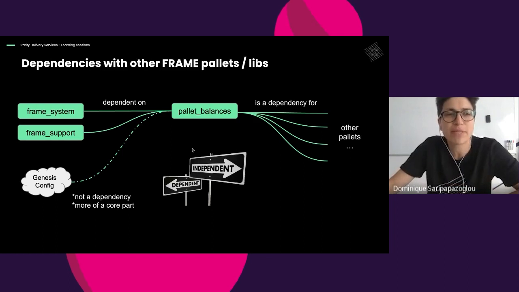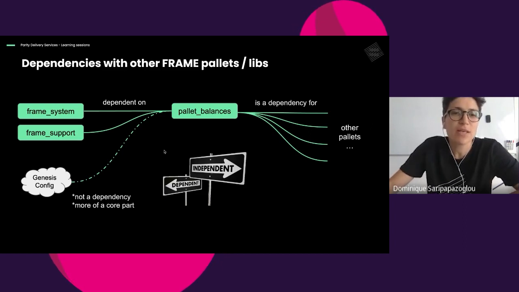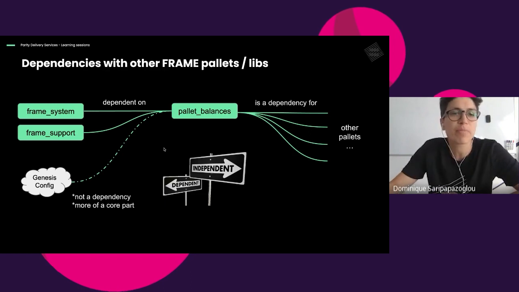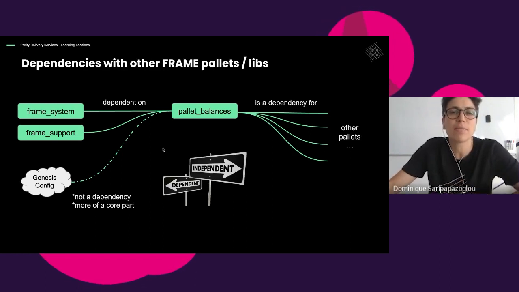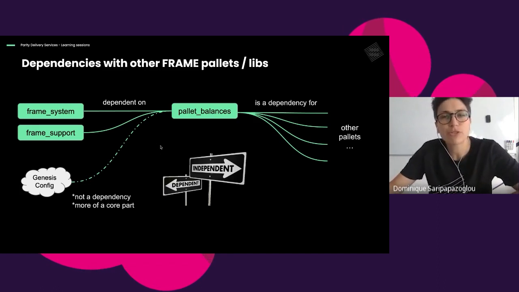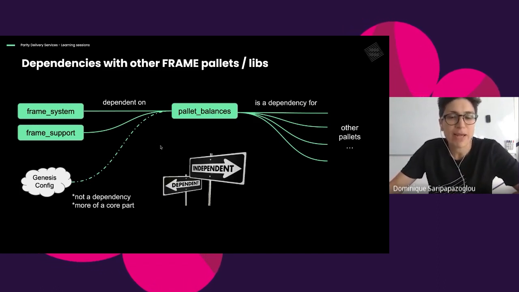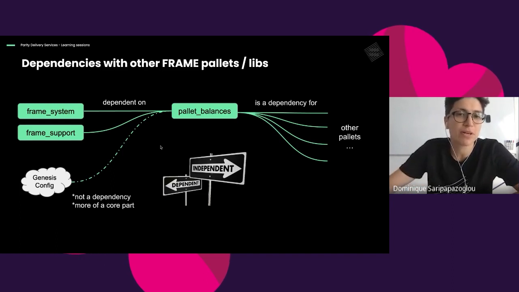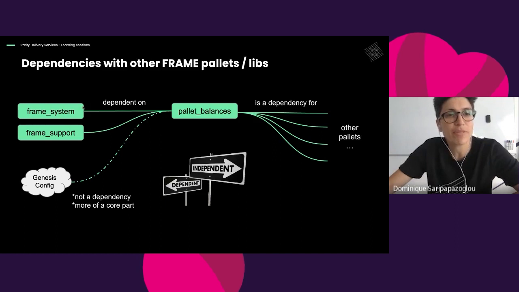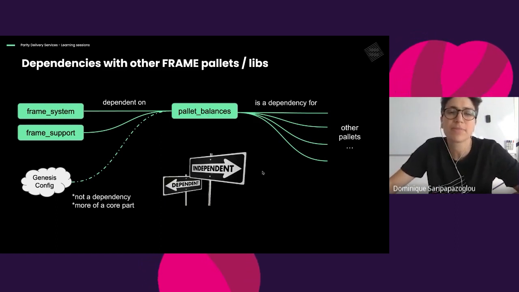So the balances pallet itself doesn't have a lot of dependencies, but it has a basic, very important dependency on the frame system for the account, which I will show you in the next slide. But other pallets like staking, voting, vesting, or other pallets that are usually presented in these talks, it's not the same. Why? Because it's actually this pallet that a lot of other pallets are using. So it's not dependent on other pallets, but it is a dependency for a lot of other pallets.